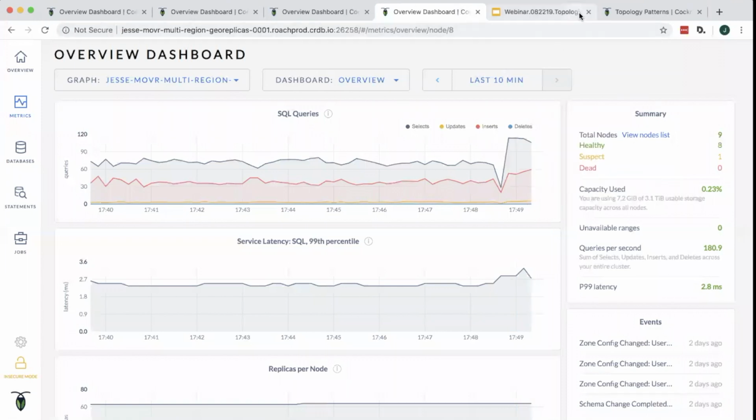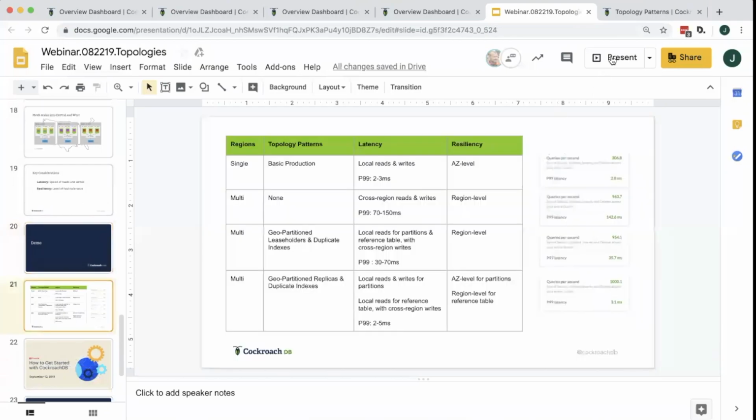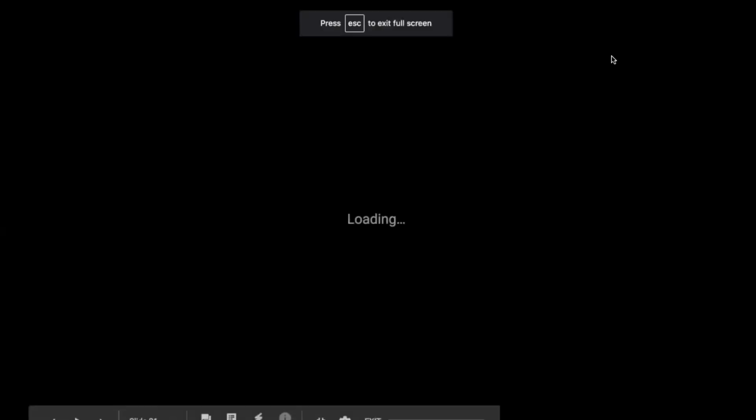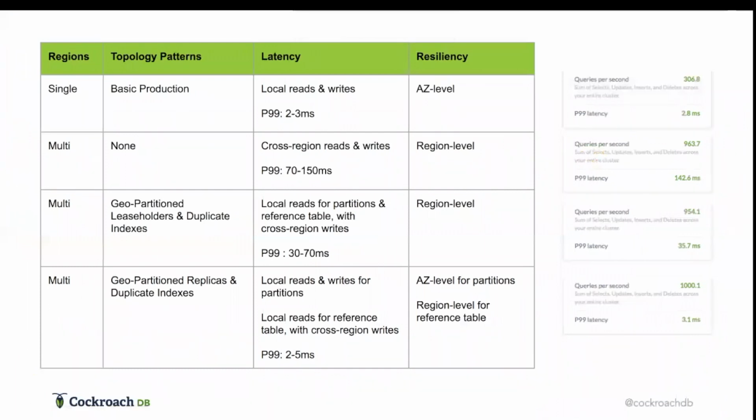So those are the 4 patterns that I wanted to demonstrate to you all, and just to review what we've seen. We started with a single region cluster with the basic production pattern applied to it.